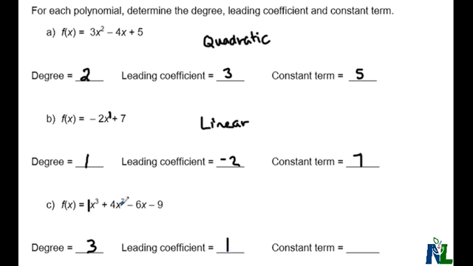And looking through for my constant term, or the one without a variable, would be a negative 9. And again, since this has a degree of 3, this would be cubic.